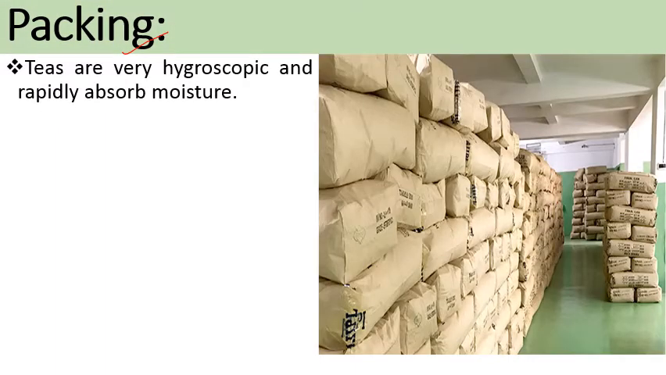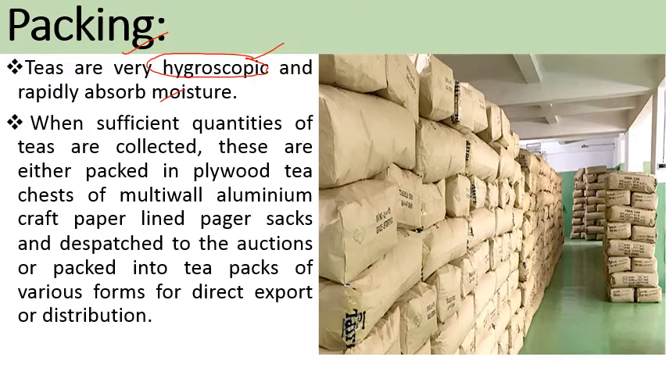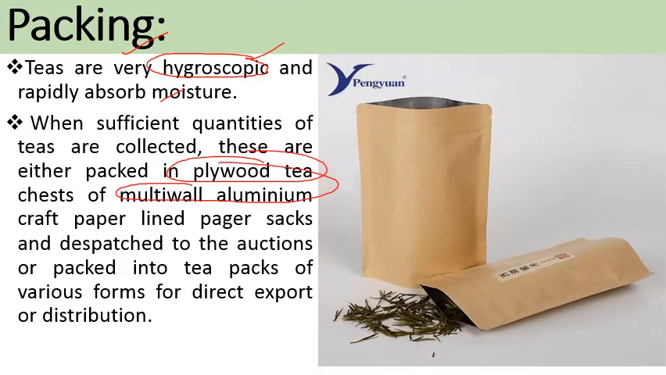Next comes packing. So teas are very hygroscopic. ये water को जल्दी absorb करती हैं and rapidly absorb moisture. When sufficient quantities of tea are collected, these are either packed in plywood tea chests or multi-wall aluminium kraft paper lined. So this is aluminium kraft paper. इसके अंदर इसे पैक किया जाता है lined paper sacks and dispatched to the auctions. जहाँ पे इन्हें auction किया जाता है means they are sold out or packed into the tea packs of various forms for direct export or distribution, and after that they are ready for distribution into the market.